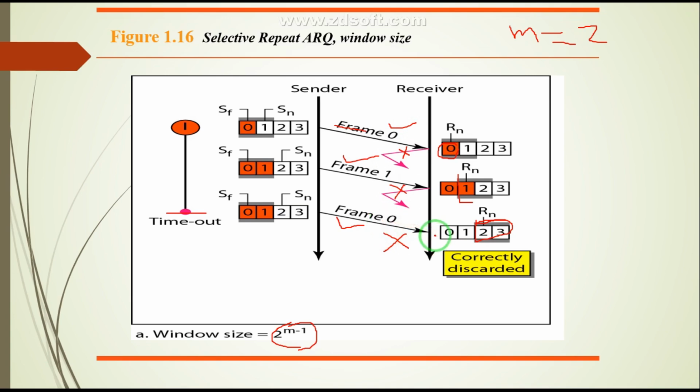And then it is going to send the acknowledgement that I want frame 2. If this acknowledgement reaches over here, then the sender comes to know that my frames have been received by the receiver and that I need to send the next frame, that is frame number 2. So in this way, selective repeat ARQ correctly discards the duplicate frame if the window size is equal to 2 raised to m minus 1, or we can say 2 raised to m upon 2.